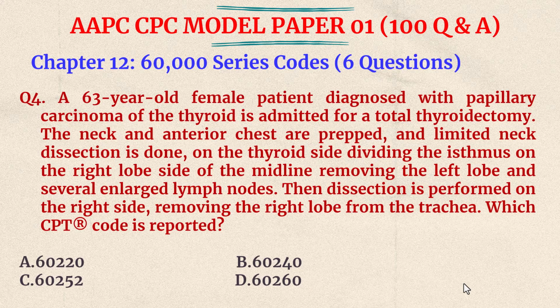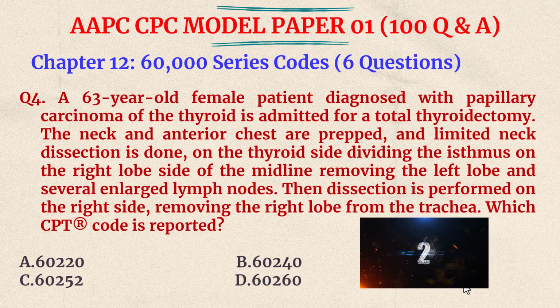Question number 4. A 63-year-old female patient diagnosed with papillary carcinoma of the thyroid admitted for a total thyroidectomy. The neck and anterior chest are prepped and limited neck dissection is done on the thyroid side, dividing the isthmus on the right lobe side of the midline, removing the left lobe and several enlarged lymph nodes. Then dissection is performed on the right side, removing the right lobe from the trachea. Which CPT code is reported? So here you can see 60000 series codes are available. So please pause the video, take your CPT code book and find the answer.